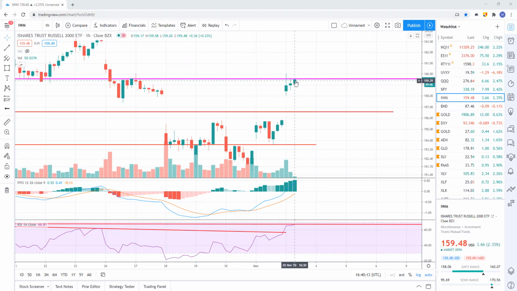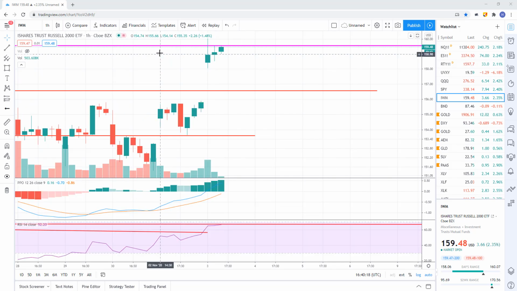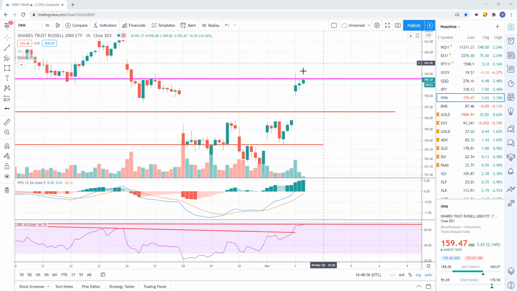IWM trading right up to resistance, right there at 159.57. See this candle here, how we popped above it, but it faded back below. So this should hold as major resistance. I don't expect any kind of major breakout. They might pop it a little bit intra-hour, but I still think that ultimately this holds 159.60 as resistance. So that's an objective area to actually short. That's something to watch for.